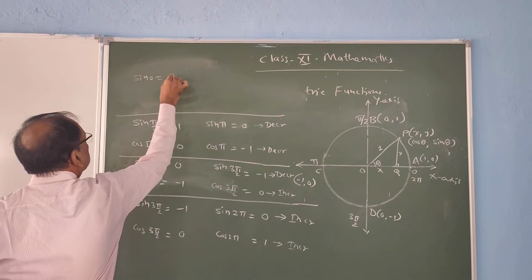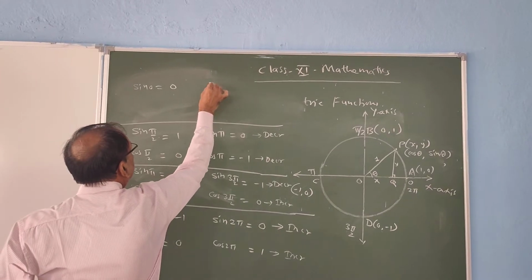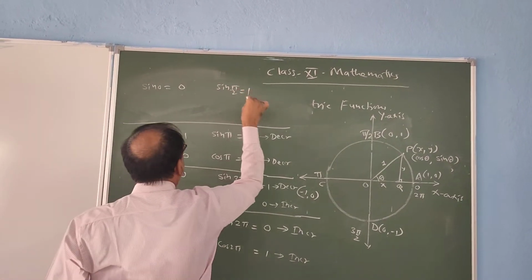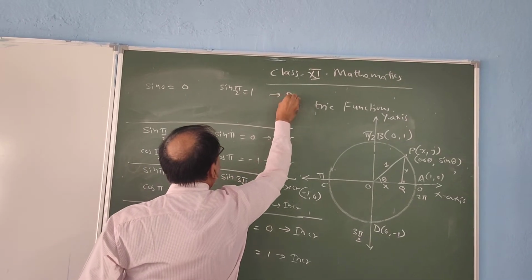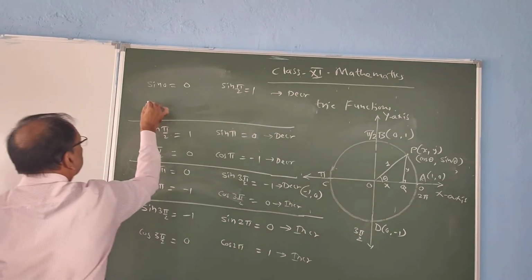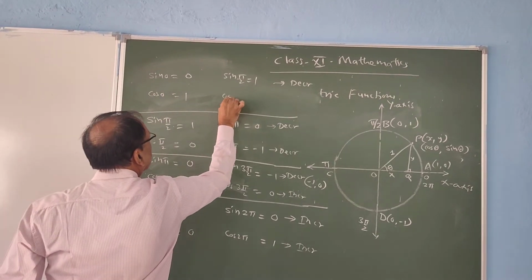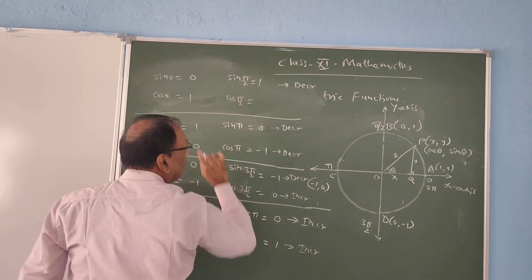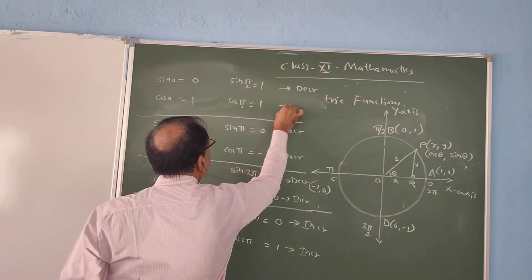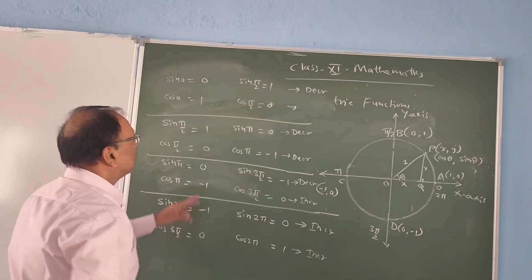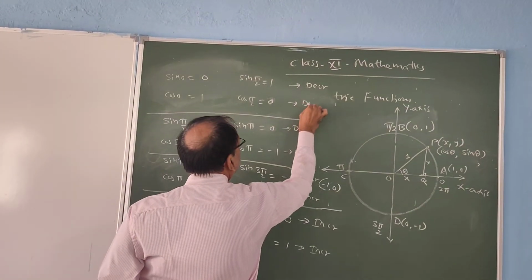The first quadrant situation was, sin 0 is 0, then sin pi by 2 is 1. So 0 to 1 increasing, and cos 0 is 1, and cos pi by 2 is 0. So this is decreasing.